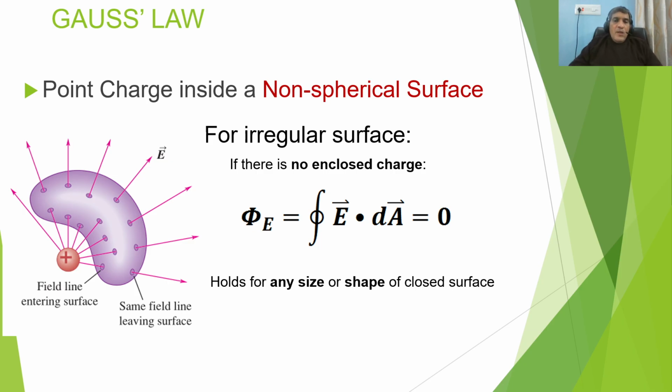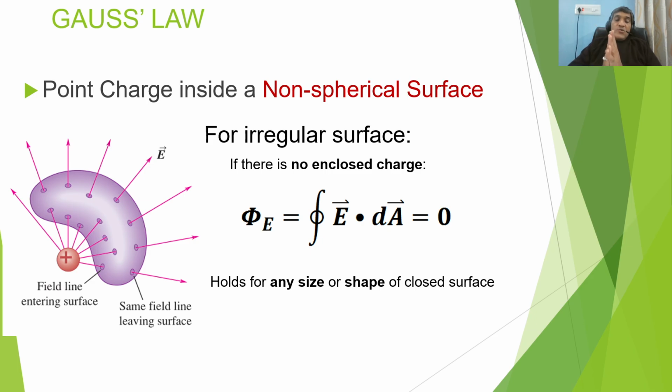Basically for an irregular surface, if we have no charge inside the surface, then the electric flux is zero. And this picture shows it very clearly. In this picture, we have put a plus q charge outside the particular surface, and the electric field generated by the outside charge passes in through one side and leaves through another side. So it contributes nothing to the electric flux of this closed surface.